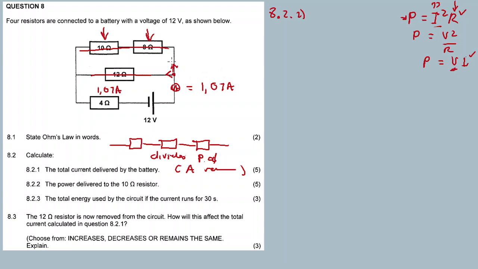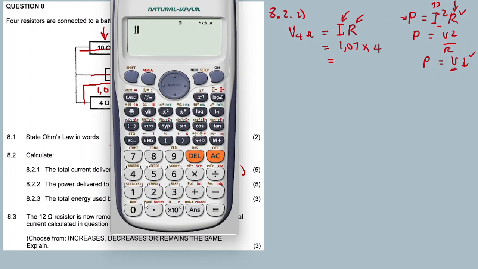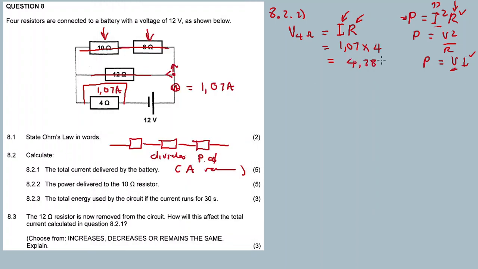So how do I find the potential difference across this parallel connection? By first finding the potential difference across the 4 ohm. The potential difference across the 4 ohm is equal to current times resistance. The current is 1.07 times the resistance, which is 4, equal to 4.28 volts.